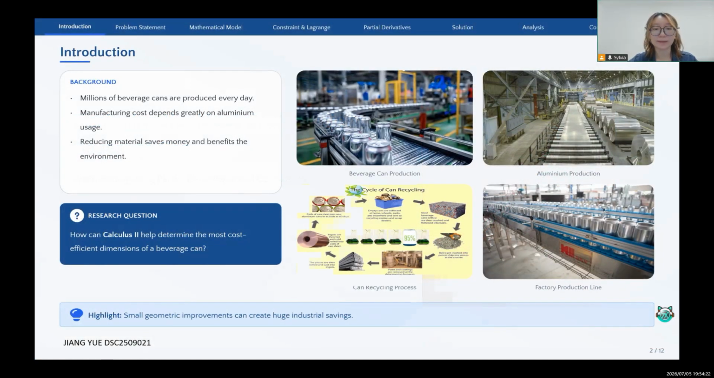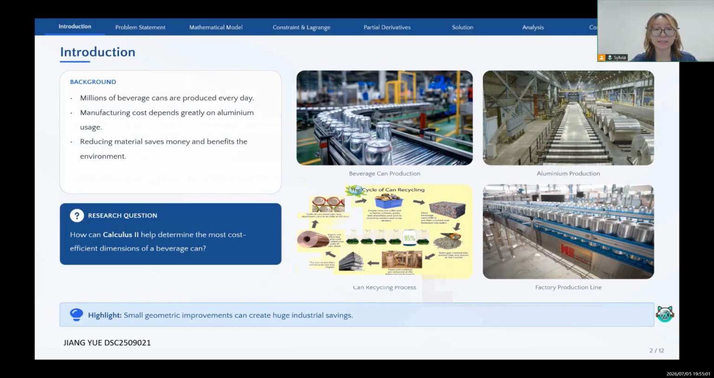Let's start with our project background. Almost everyone drinks sweet drinks like cola, juice, or sparkling water every day. Factories make millions of aluminum cans all over the world every single day. The biggest cost for making cans is aluminum material. If we use less aluminum on each can, factories can save a lot of money. Besides cutting costs, less metal also helps protect our environment. We use fewer natural resources and create less waste.